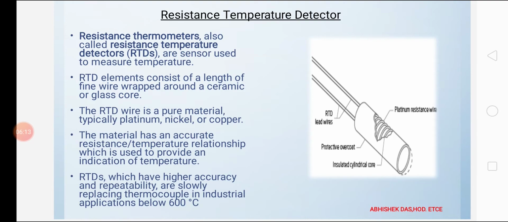The resistive element is usually made of solid material, a metal or a semiconductor compound. The resistivity of metal increases with temperature, while that of semiconductor and insulator generally decreases. Hence, as temperature changes, the change in resistance will be due to the change in both length and resistivity. The RTD wire is a pure material, typically platinum, nickel or copper.